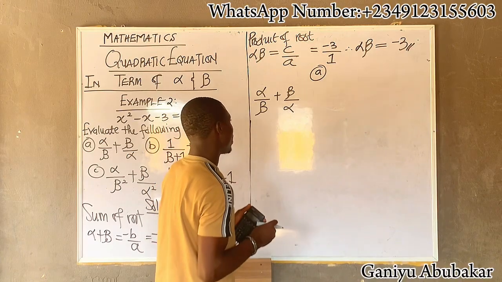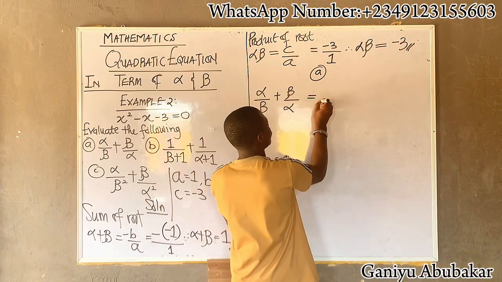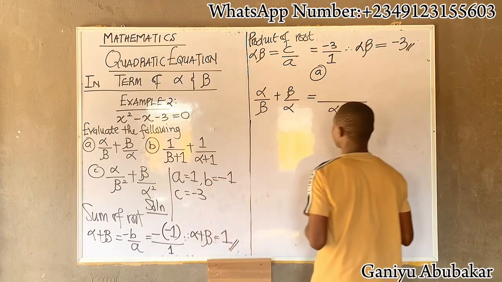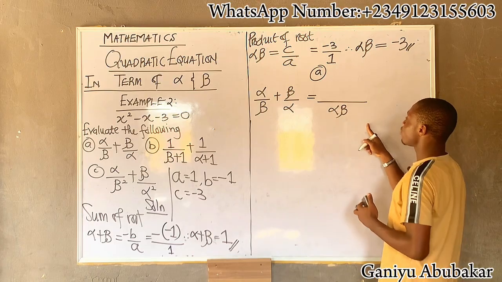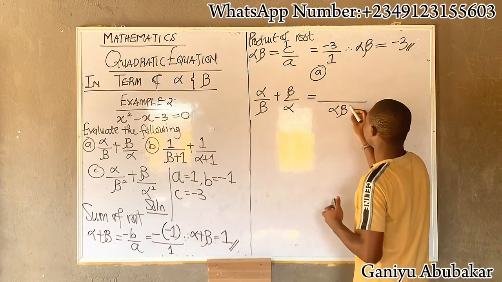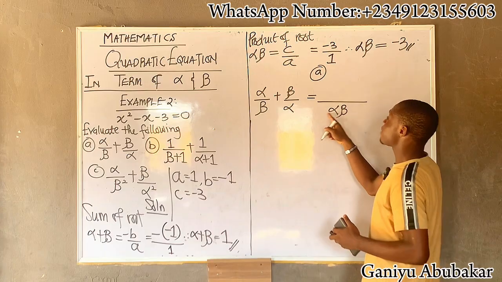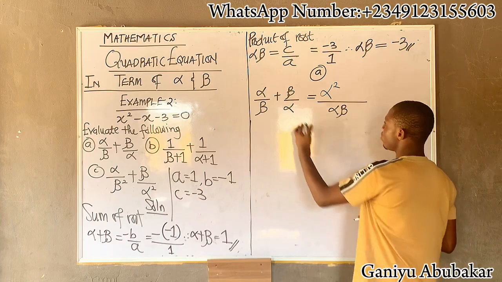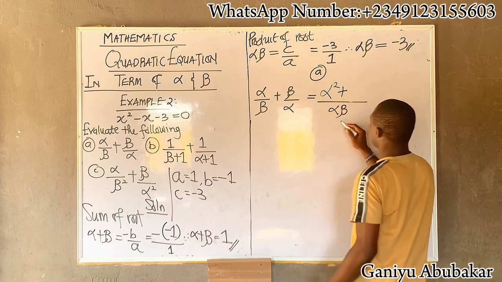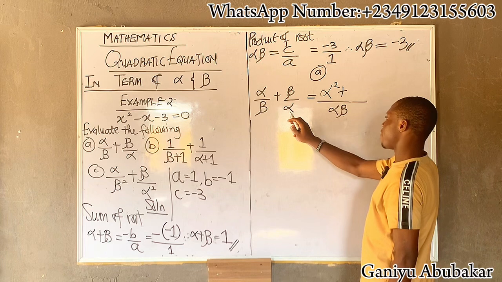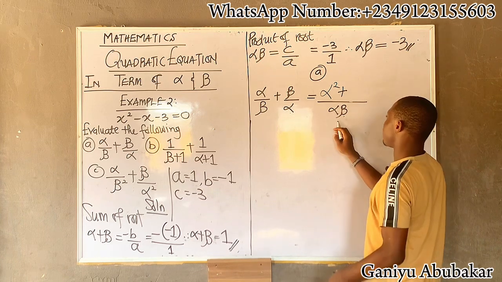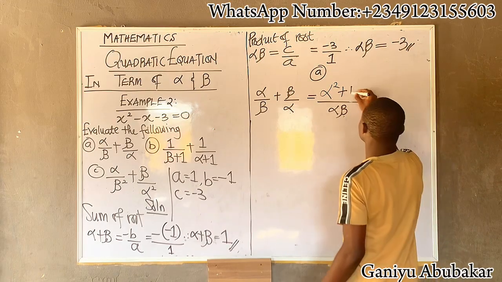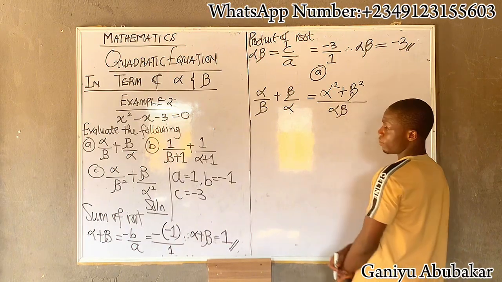It's easy, find your LCM. This is now equal to, my LCM here is alpha beta, so alpha beta is my LCM. If alpha beta divides beta, beta will cancel beta, I'll have alpha. Alpha times alpha is of course alpha squared. Plus, if alpha beta divides alpha, alpha will cancel alpha, left with beta. Beta times beta is of course beta squared.